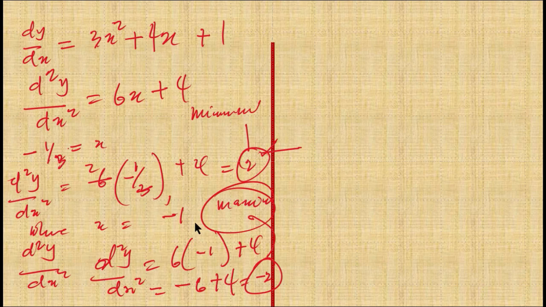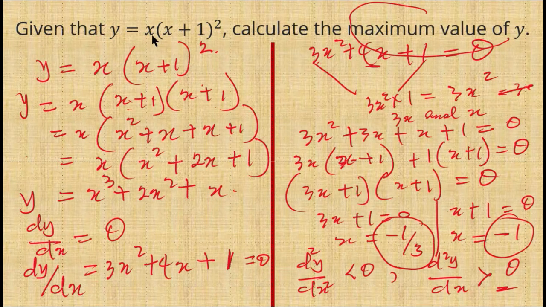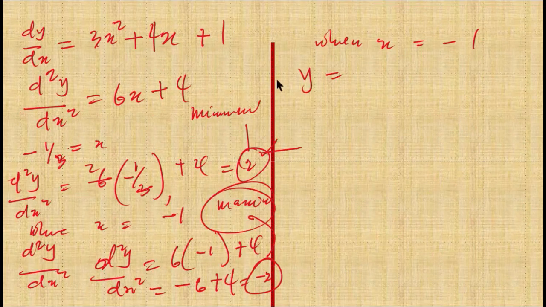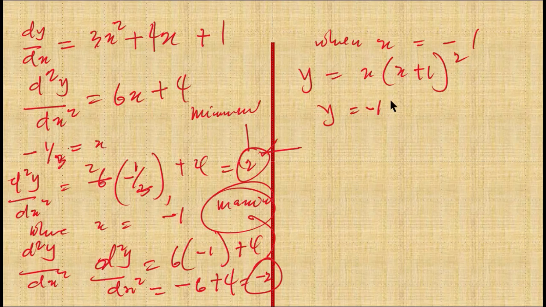So my maximum point occurred when x is equal to minus 1. So we'll look for the y value when x is equal to minus 1. From the equation that I was given, y is equal to x into (x plus 1) all raised to power 2. We can use that to look for the y value. So my y now will be equal to minus 1 into (minus 1 plus 1) all raised to power 2.